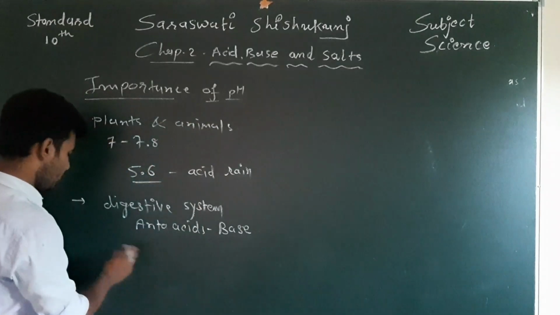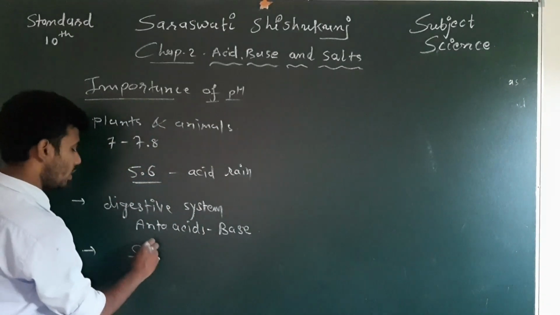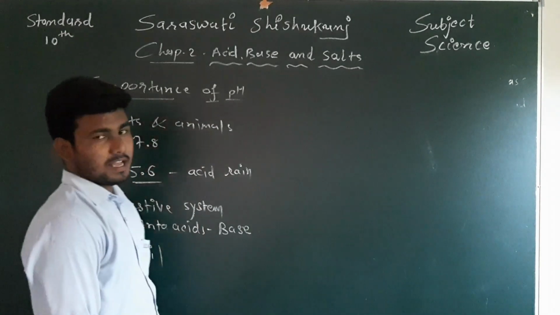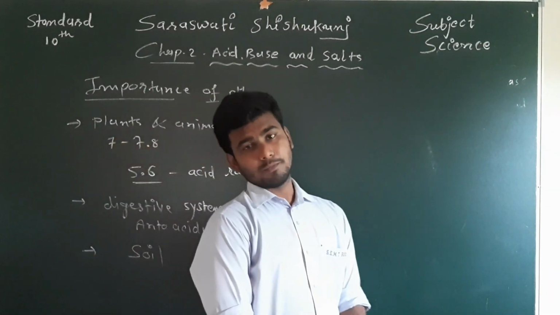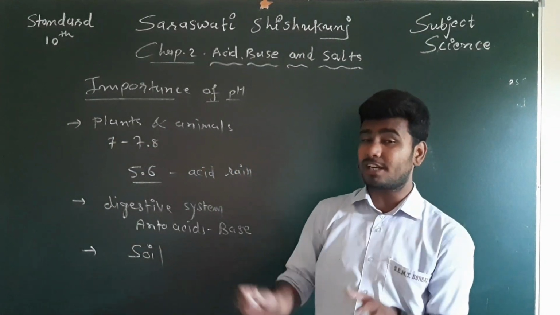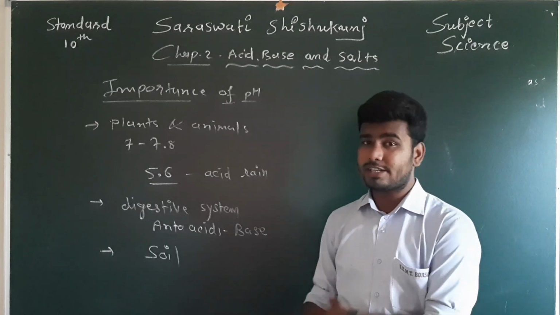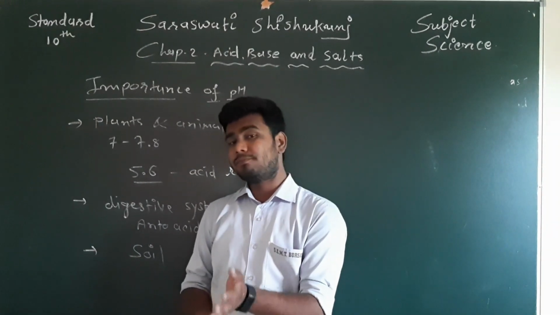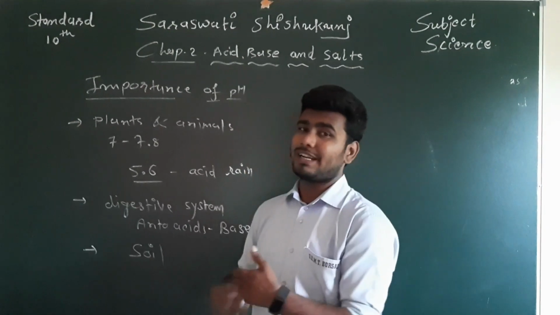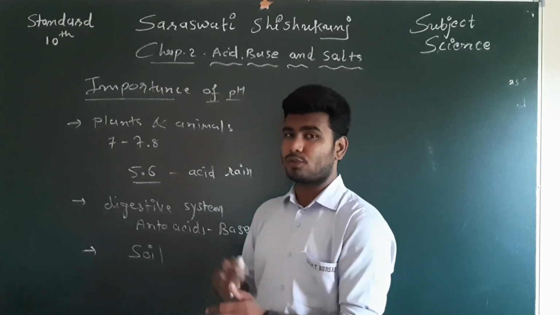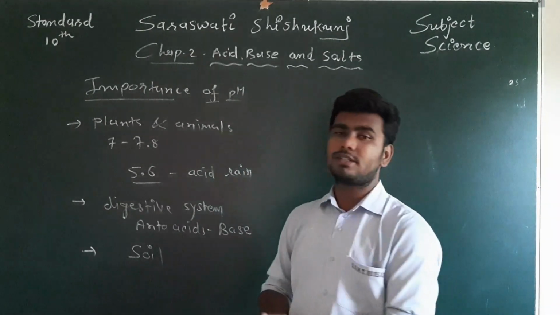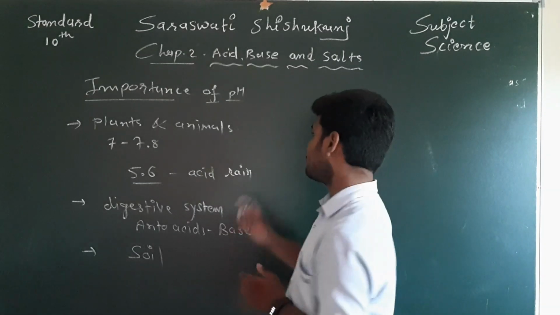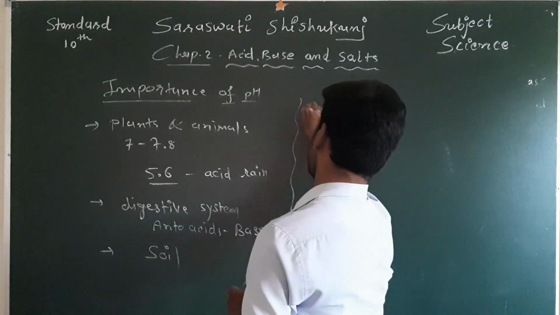Okay, another one is that it's also important in soil. How is it important in soil? We know that crops will grow in a certain pH range. If the soil is more acidic, they will get burned, and if it is more basic, they will not get proper conditions to grow. So here also, in the soil, the pH range must be maintained.